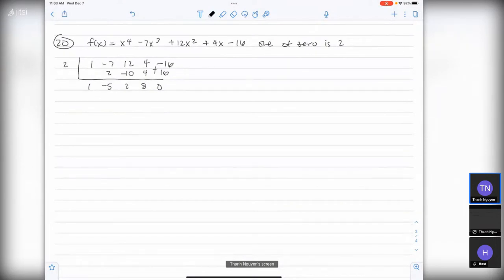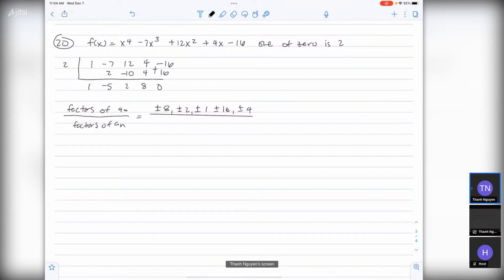So then the next thing you can do is find the list of all the other possible zeros. Remember how we have a0 over an, our coefficients? So this time we have all the factors of a0 over factors of an. What are the factors of 16? Plus or minus 8, plus or minus 2, plus or minus 1, plus or minus 4, or plus or minus 16. This is over factors of 1, which is plus or minus 1.